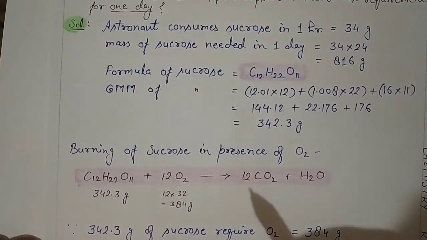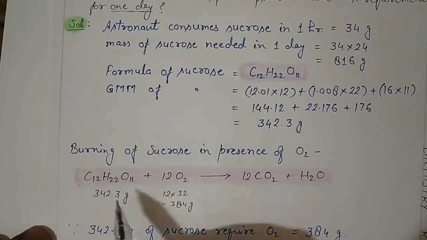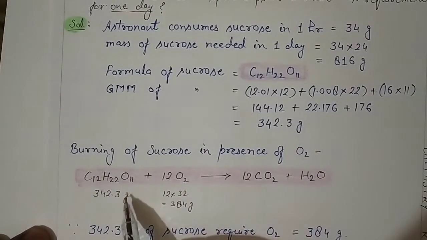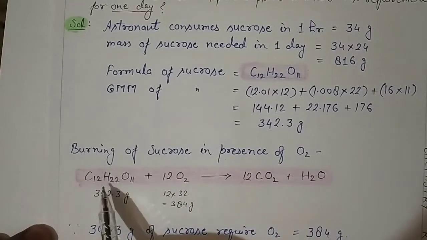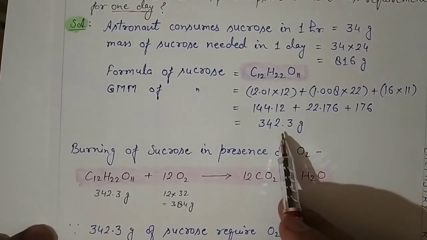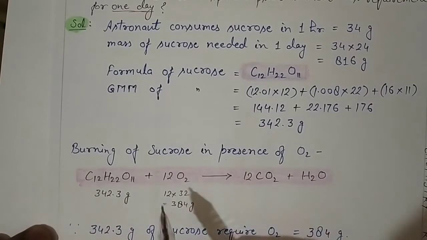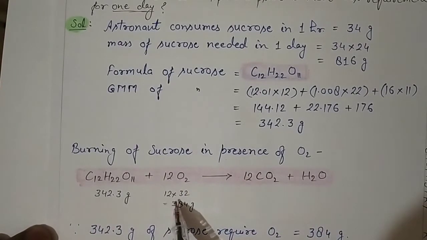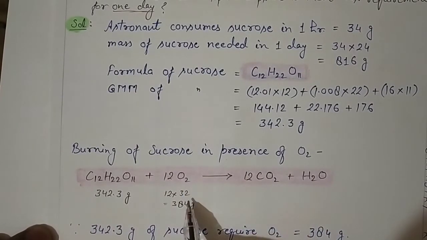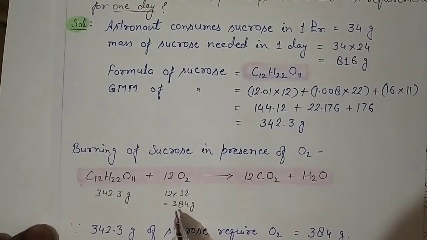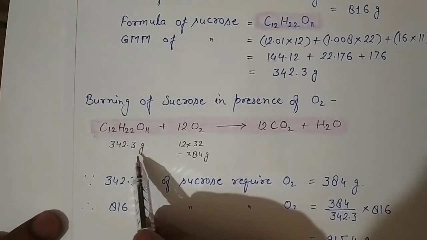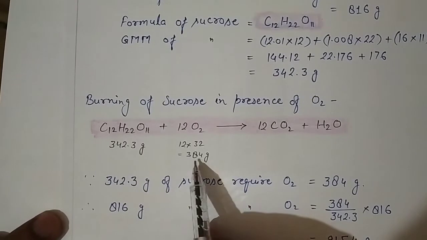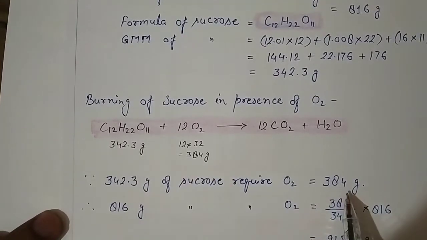Now when we solve the equations, we continuously put in the molecular masses which we have calculated earlier with the compounds. Like sucrose we have calculated 342.3 grams, and oxygen is 12 molecules, where 1 molecule of oxygen has mass 32. 12 into 32 gives 384 grams. So now we know that for combustion of 342.3 grams of sucrose we require 384 grams of oxygen.